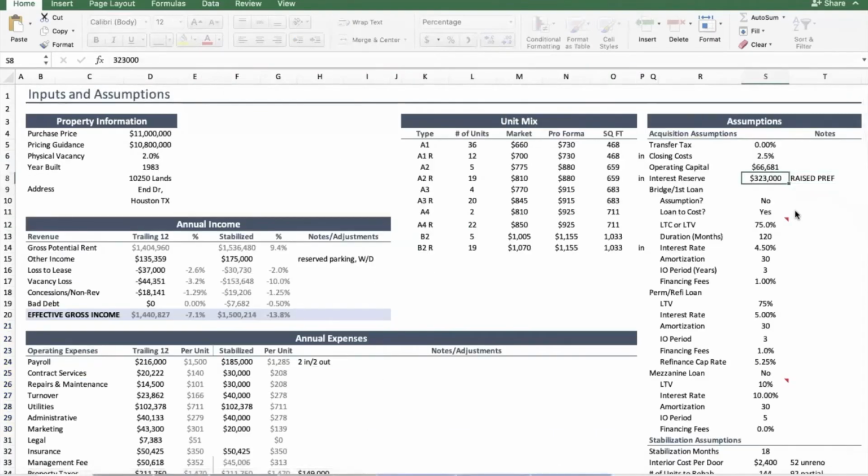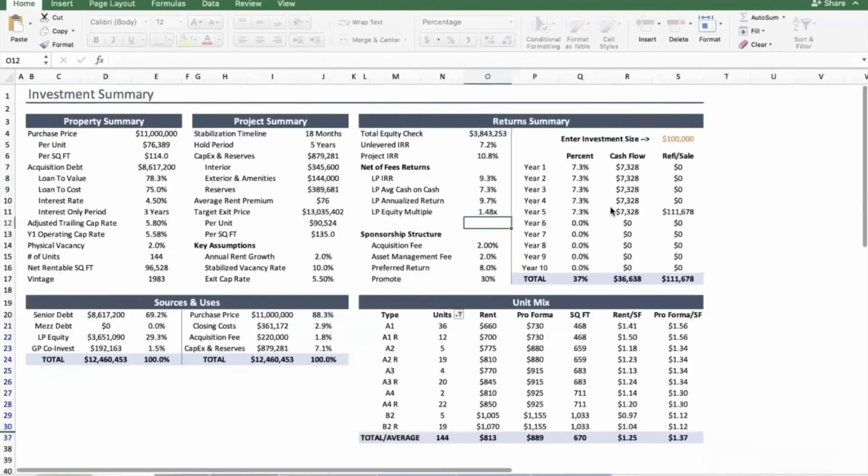Just to recap, money doesn't come from nowhere, right? We had to get it from somewhere. So new investors, we raised 323 again. I just put it in my interest reserve input, but basically all that does is increase the total cash outlay. So this number is incrementally larger by 323,000. Everything else is held constant. It doesn't affect our debt or any other assumptions.